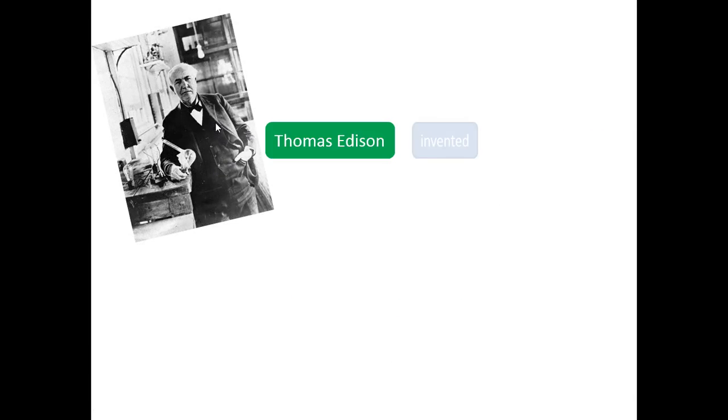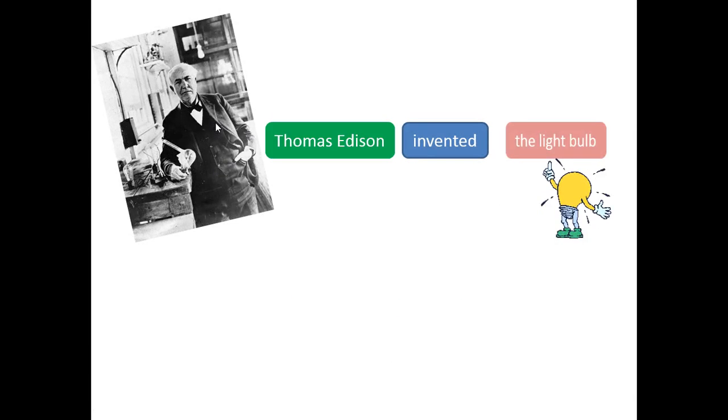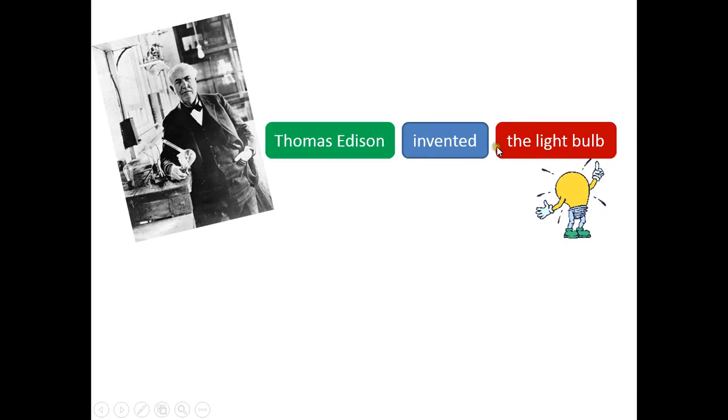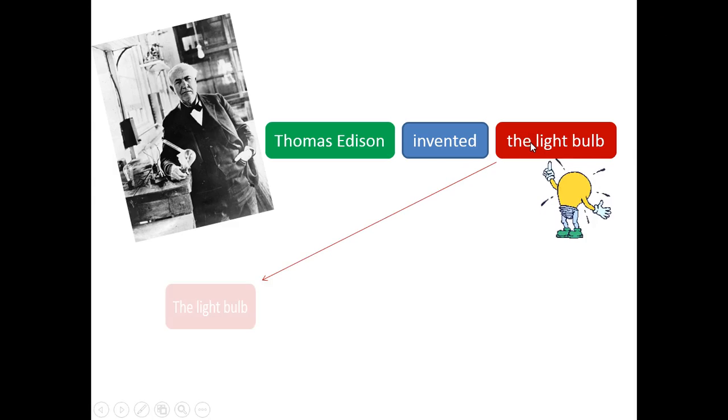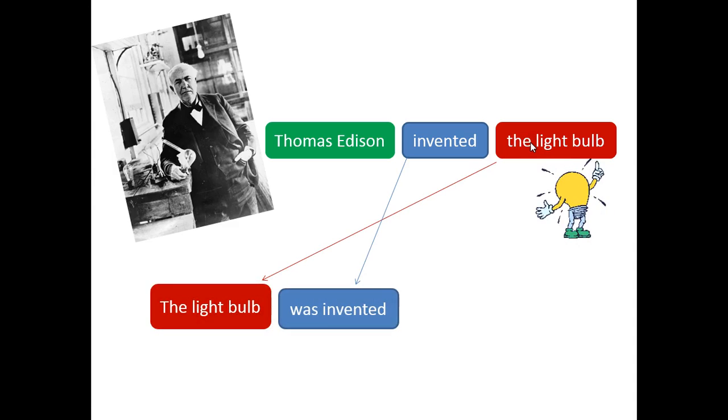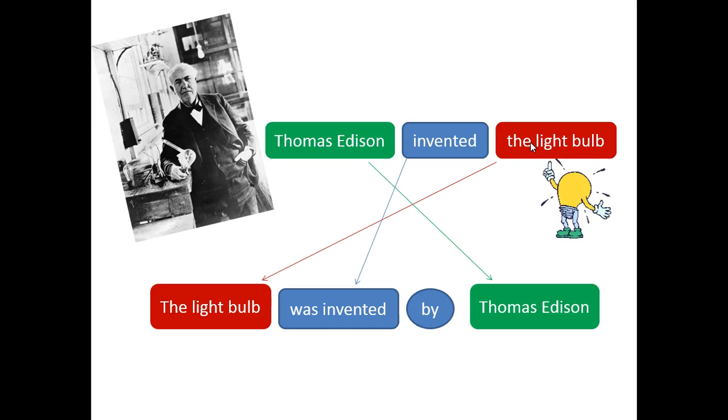The third sentence, Thomas Edison invented the light bulb. Here is a new tense. Invented is in the past. So we use the verb to be in the past, was or were. Again we start with the object, light bulb, then the verb was invented by Thomas Edison. Great.